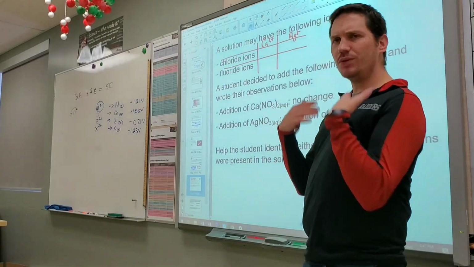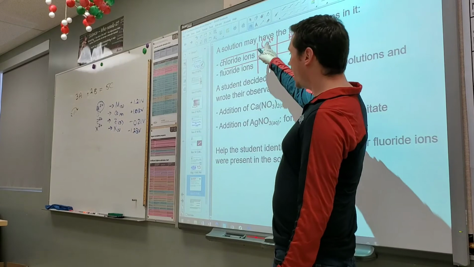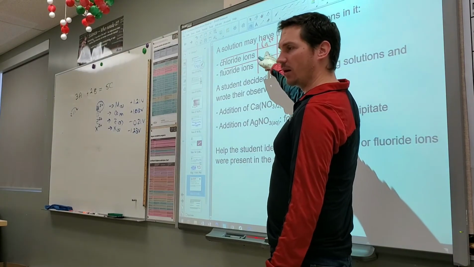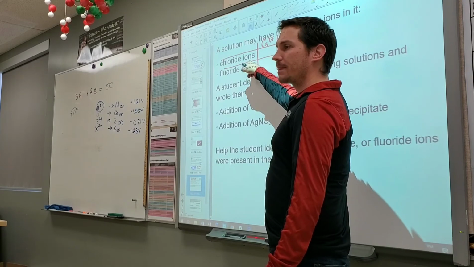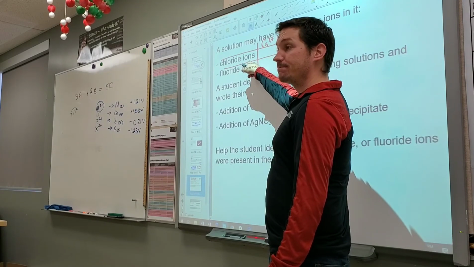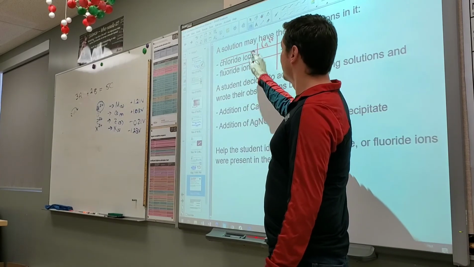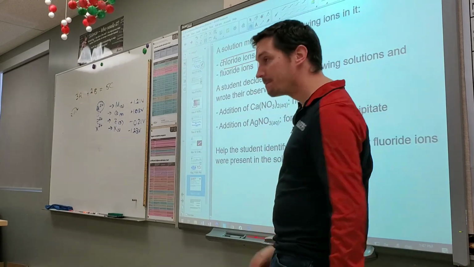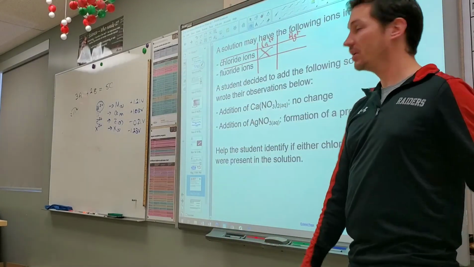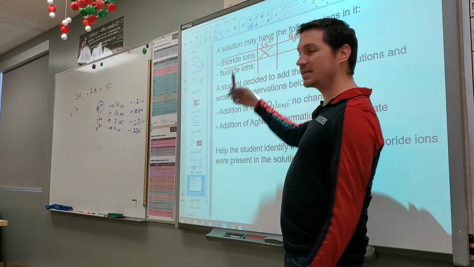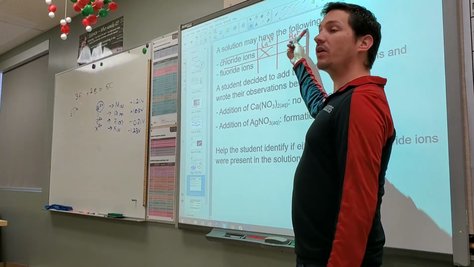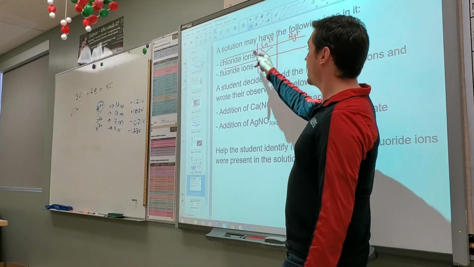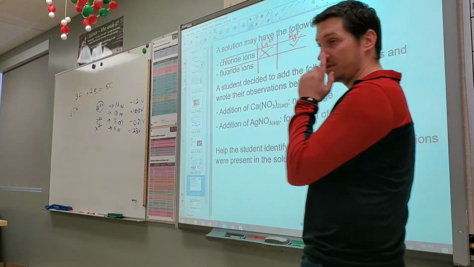So let's do a little bit of background research. Does calcium form a precipitate with chloride? No. There should be no reaction. When I add chloride ions to calcium, I should see no reaction in any way, shape, or form. What about silver ions? Yes. I should see a precipitate, right?